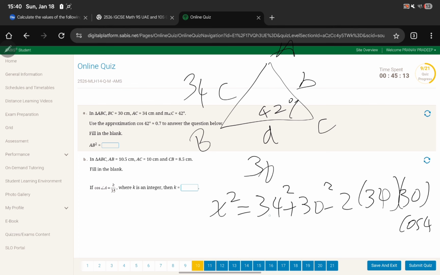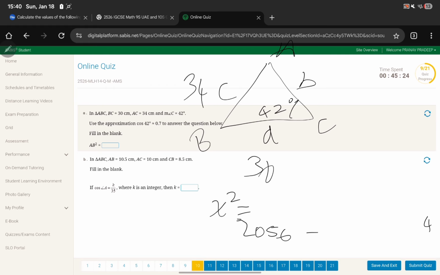Since it's x, just do it. It's 2056, here, minus, just do 2 times 34 times 30, that'll give you 2040. And don't forget what I said, it's not cos 42, you have to multiply by 0.7, because I tried it and it gave me a different answer. So if we do x squared equals this, you're going to get x squared equals 628. So do 2056 minus 2040 times 0.7.